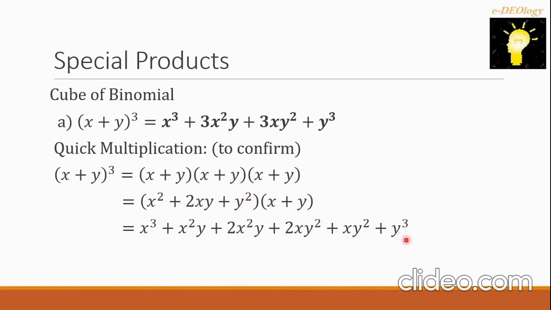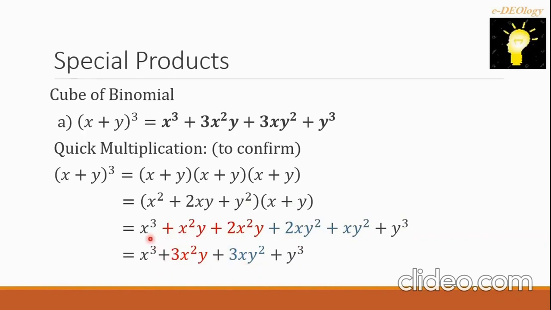Next, we will collect like terms and combine them. You see here, the x squared y and the 2x squared y, they are like terms. Also, the 2xy squared and the xy squared are like terms. So we can combine them. 3x squared y, also these two like terms can be written as 3xy squared.